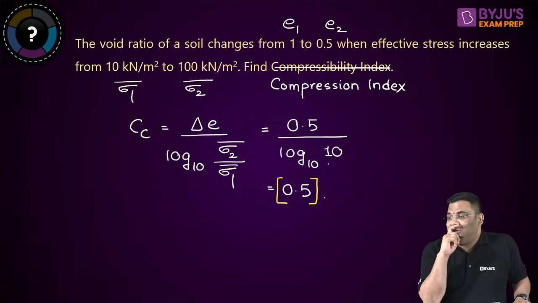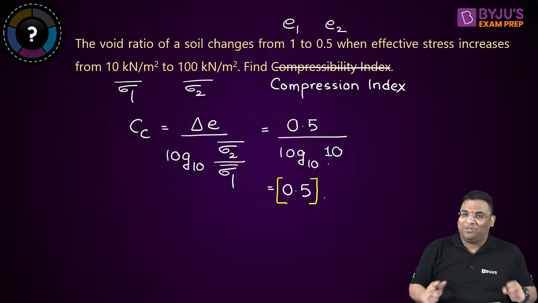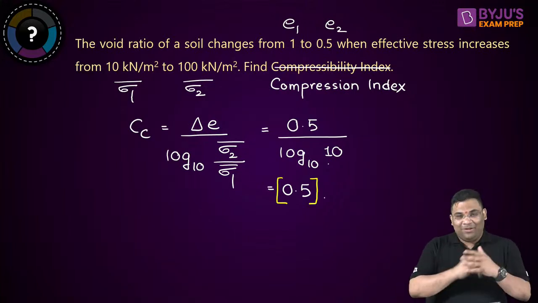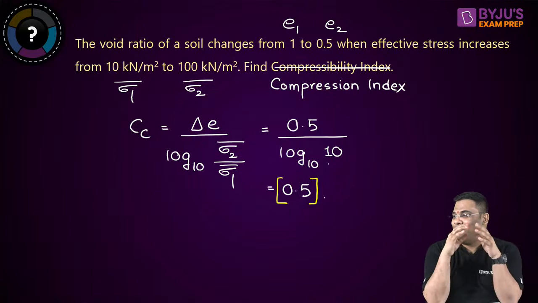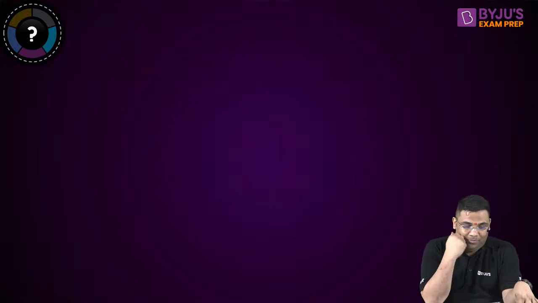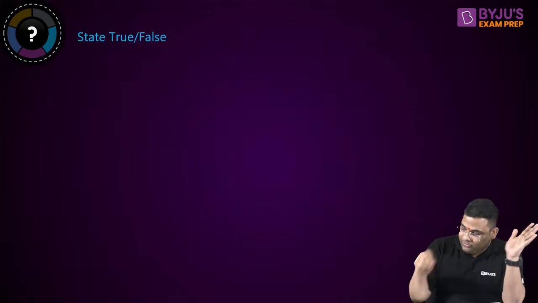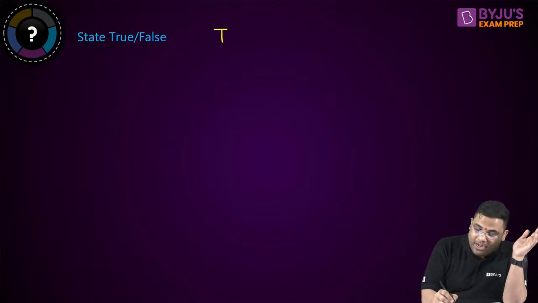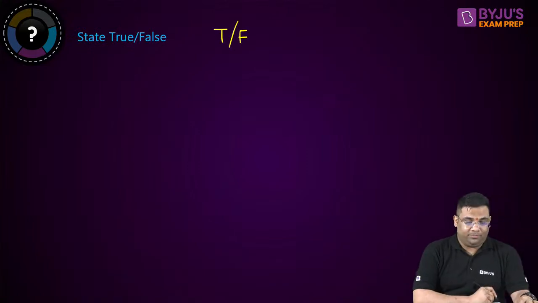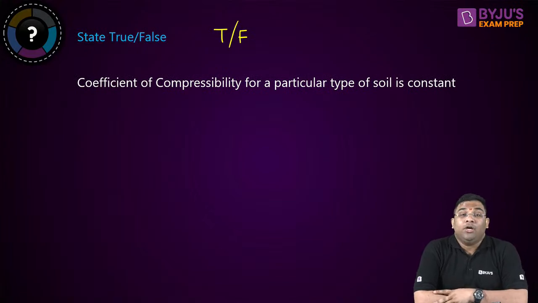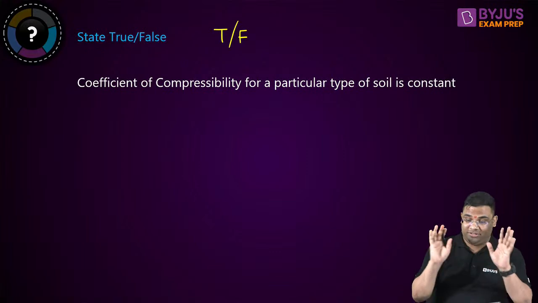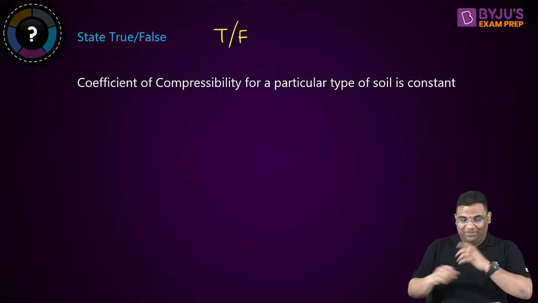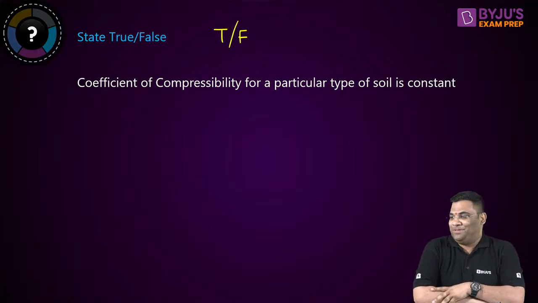Okay, now we will solve some true and false. Some true and false questions. Yes. So yesterday also we solved some true and false questions. So some true and false questions for you. So straight true and false. You can write down T for true and F for false. The first statement is: coefficient of compressibility for a particular type of soil is constant. Please write down whether it is true or false.